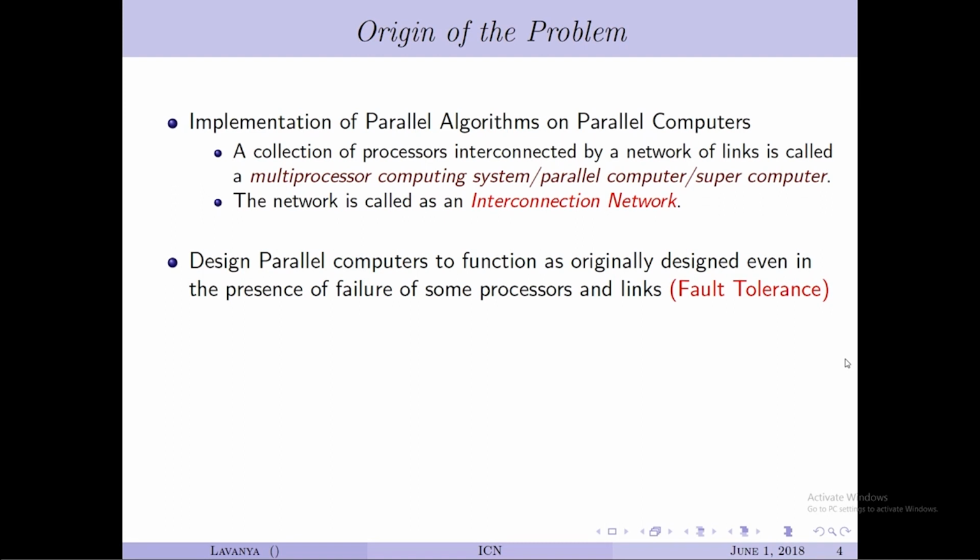You have to design a parallel computer to function as originally designed, even in the presence of failure. Actually, I have gone one step further. Instead of talking about just running a program in a parallel computer, you should also think about the design in such a way that even if there is a processor failure or a connection failure, your program should still be running in that parallel machine efficiently, right.